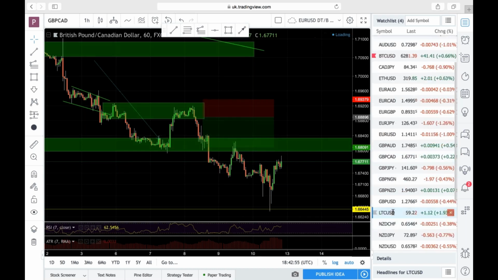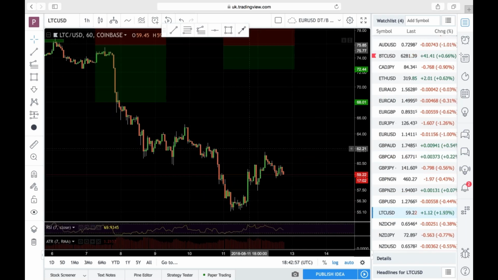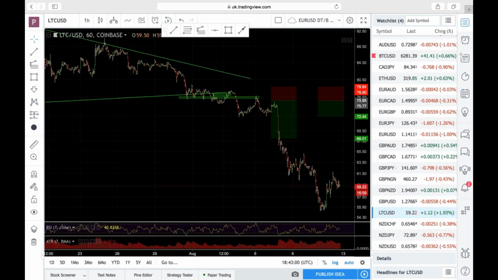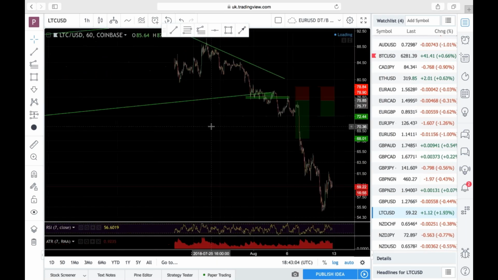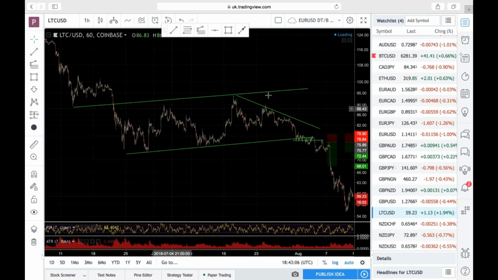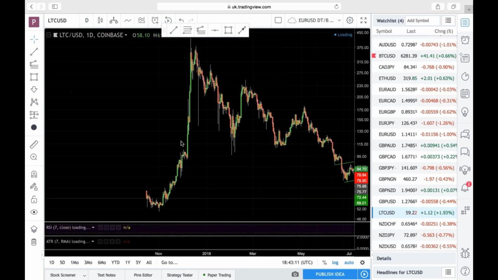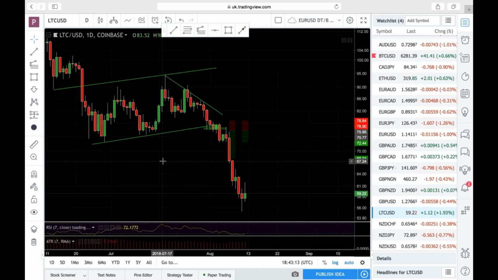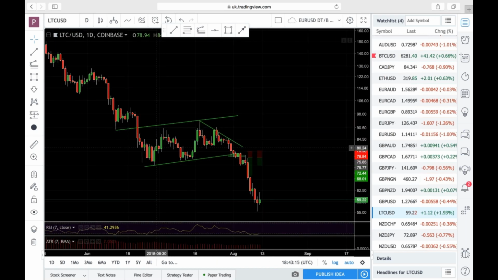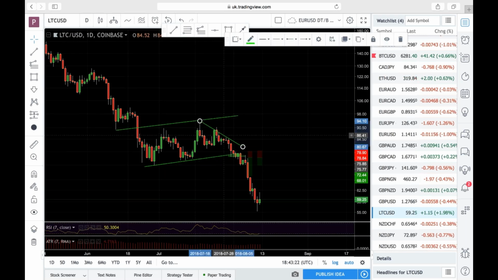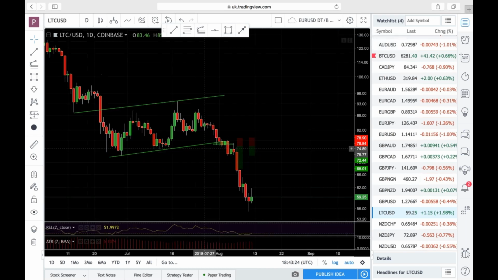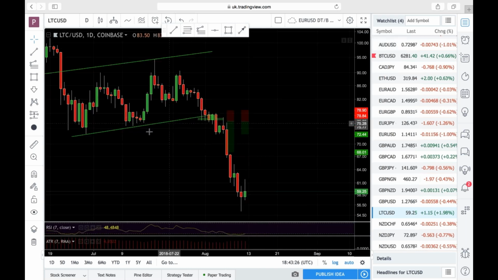So we had another trade on Litecoin. It's just a couple more trades, guys. We are almost there. So another channel. Let's just start from the daily. You can see the market bouncing off these trend lines, and then I'm looking for a break above this trend line. Let me just take this off, or a break below this trend line.